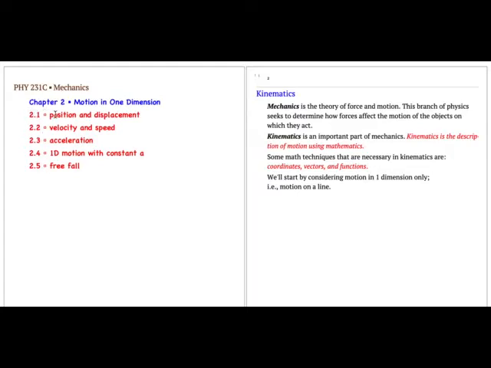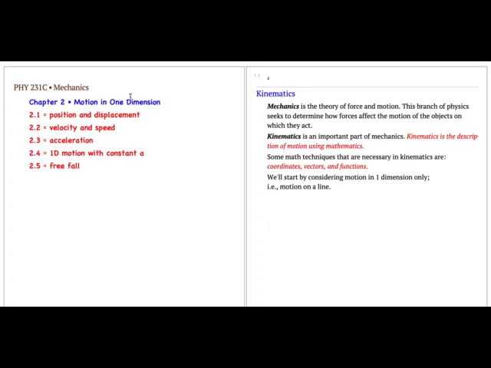Section 1 is position and displacement. Section 2 is velocity. Section 3 is acceleration. Section 4 is one-dimensional motion with constant acceleration. And then Section 5 is free fall.